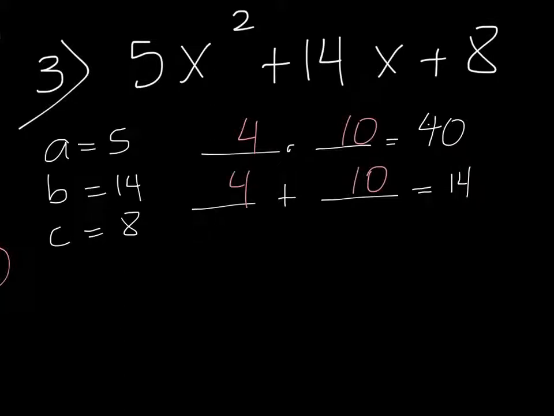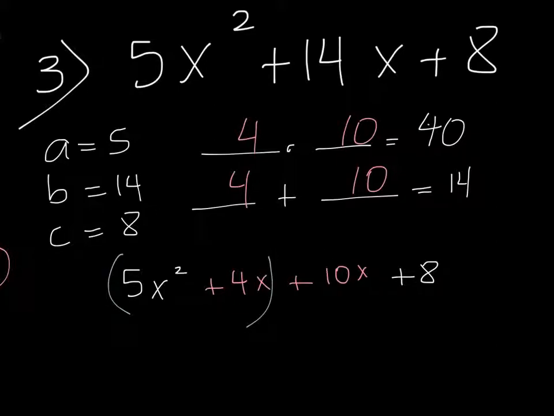Now, in the grouping method, what you do is you copy the first term and you copy the last term. And you split 14x, the middle term, into these two numbers. So you put 4x and 10x. Okay? So you split the middle term into the two numbers that you just found. Don't forget to put an x next to these two numbers. Now what you need to do is to group these two together and these two together.